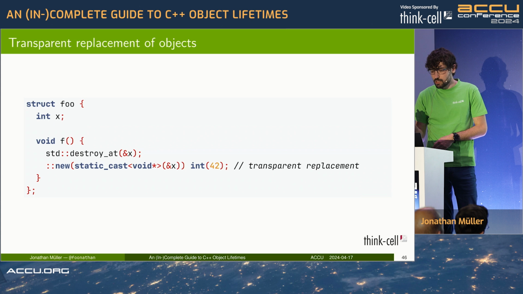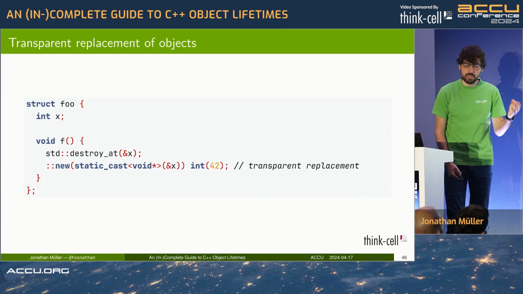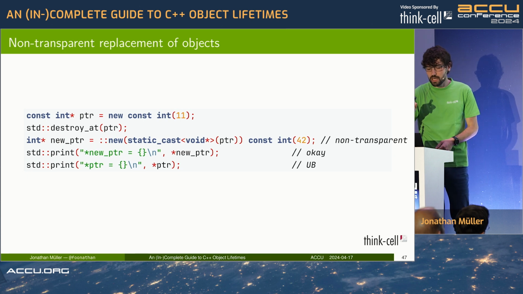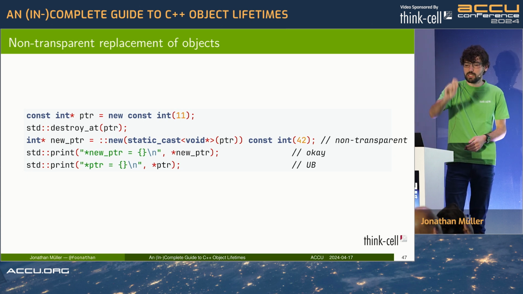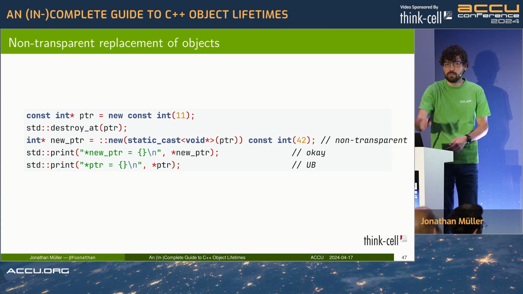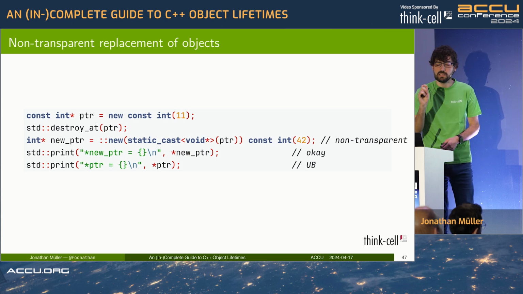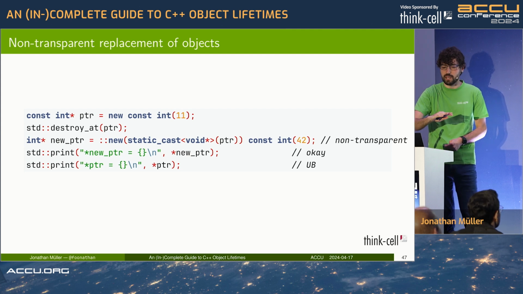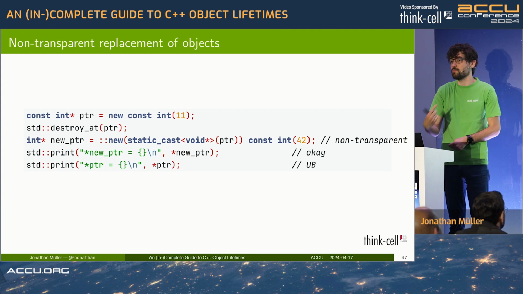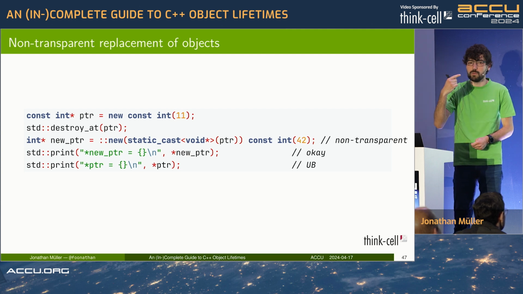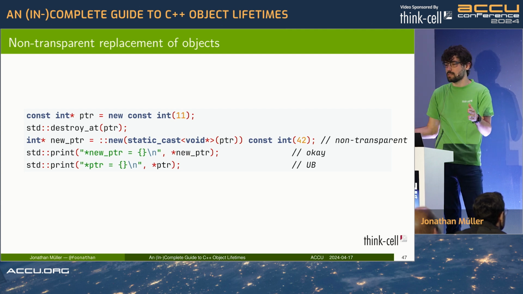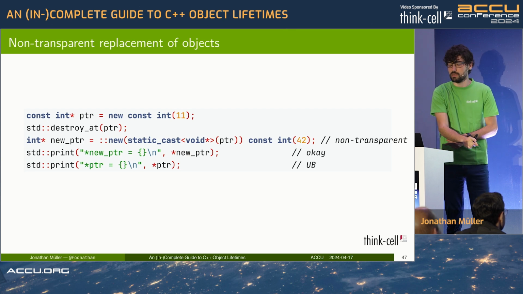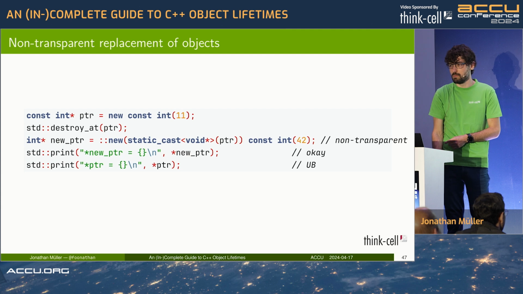Now, one of the exceptions was const objects. Regular const objects can't be replaced at all because they're const, but heap const objects can be. So here we've got a const int object on the heap, which we destroy, and then we placement new a new one in there. This is fine, because it's a heap object, but it's non-transparent. So when we dereference the new pointer, which we got from placement new, that is okay. But when we dereference the old pointer, that is undefined behavior, because the pointer points to an object that wasn't transparently replaced by the new one. So the old pointer is invalid, even though it has the same address as the new pointer. You cannot use it anymore.